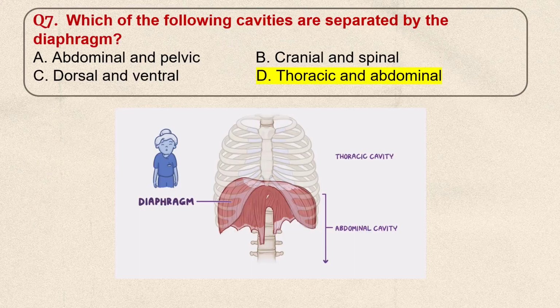Thoracic and abdominal. You can see in the picture, this is the thoracic cavity and this is the abdominal cavity. It is separated by the diaphragm. The diaphragm is a large dome-shaped muscle that forms the floor of the thoracic cavity and the roof of the abdominal cavity, effectively separating these two major body cavities.